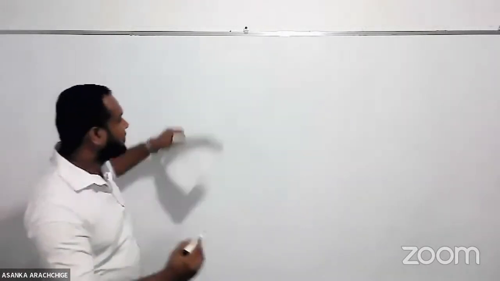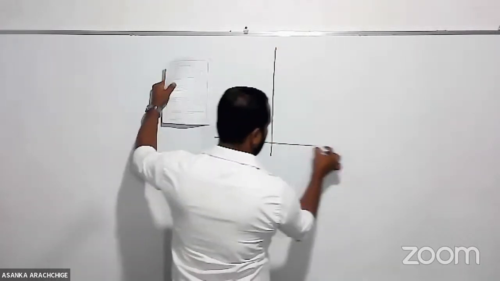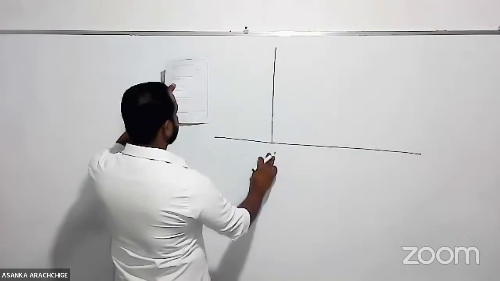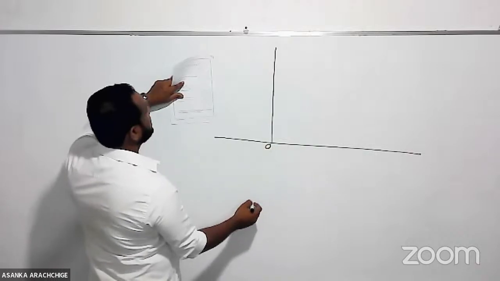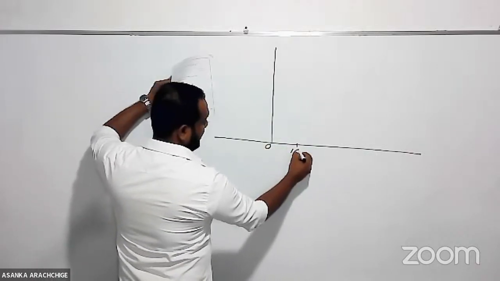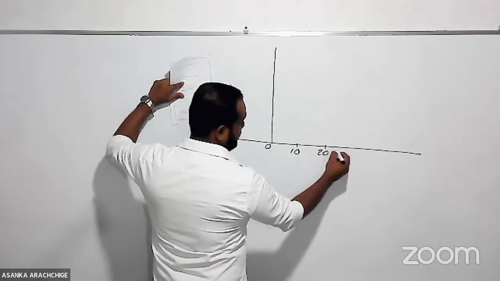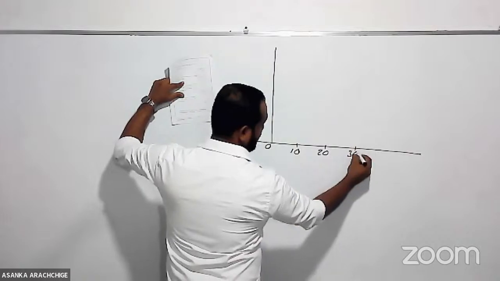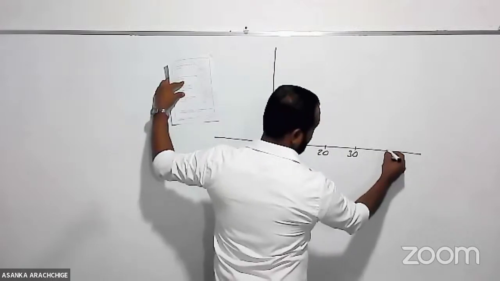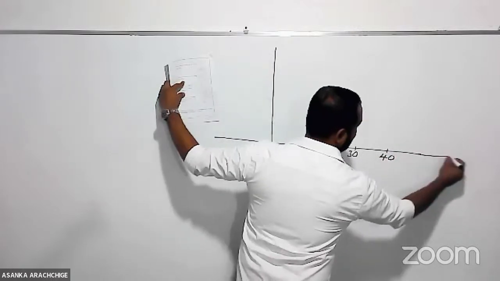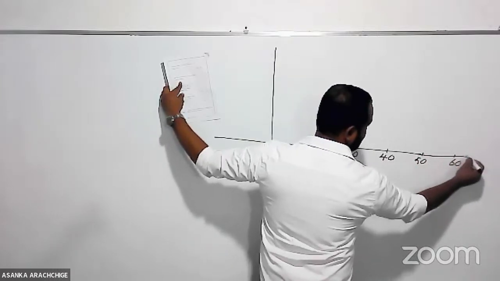Look, it goes like this. I am doing this roughly today, right? This is 0, 10, 20, 30, 40, 50, 60.